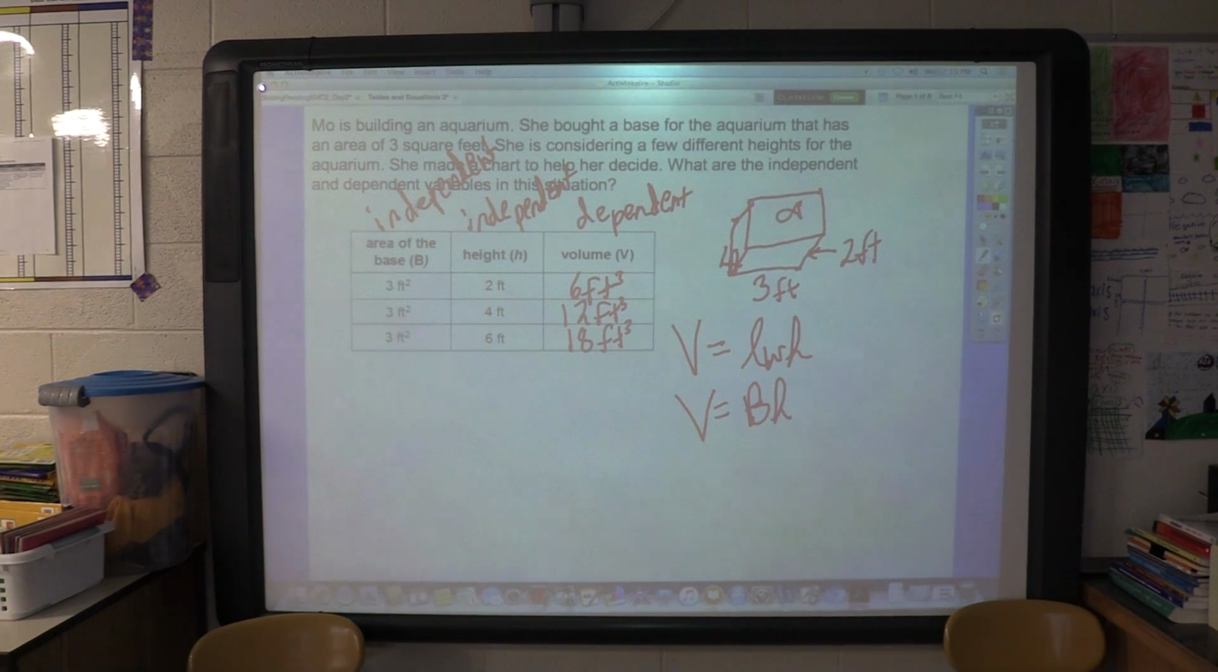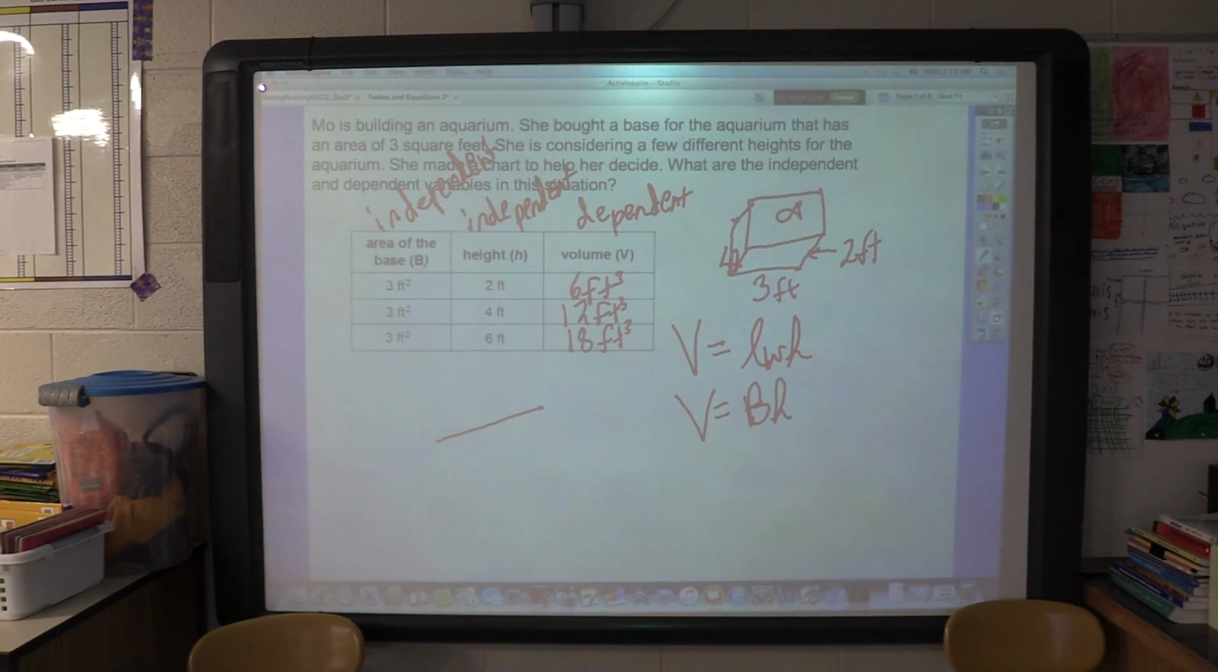Now, I just didn't identify the area of the base as the independent variable because she was able to adjust the height. She cannot adjust the base. The base is 3 feet squared no matter what. She bought it at the store. She cannot change that, but she can determine how tall she wants her aquarium. I apologize that my drawings are not that great, but she could affect the height, and she cannot do anything at all about the base. The base is going to be 3 square feet. It's all about that base.